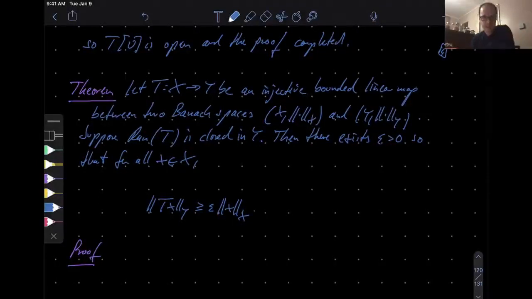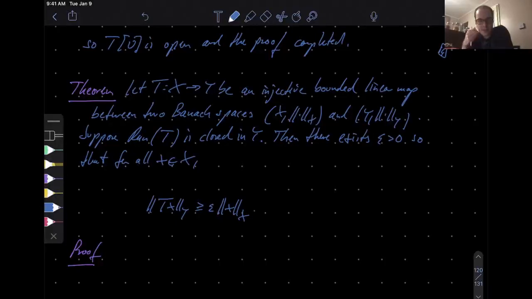Welcome back. We just completed the proof of the open mapping theorem, stating that in Banach spaces, if you take a bounded linear transformation between those two Banach spaces, X and Y, say, then that guy is going to be an open map. So it's going to map open sets in X to open sets in the codomain Y.